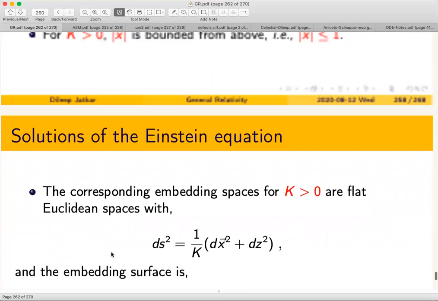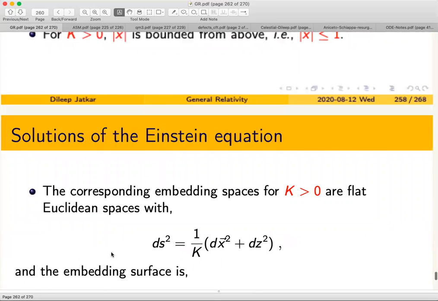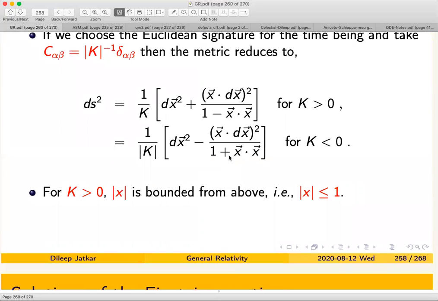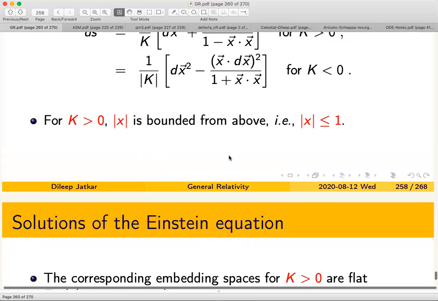Sorry, this file has become too big. Yeah, the file has become 270 pages, so it is kind of just slow in loading. Actually, that is a problem.